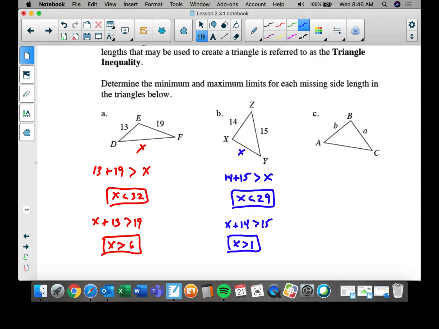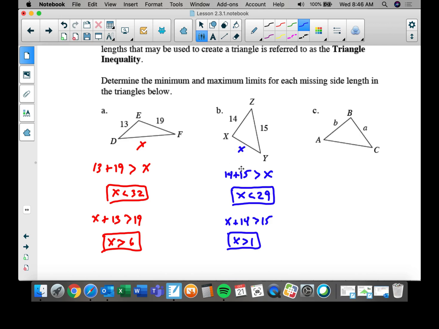Keep in mind, by the way, bigger than 1 does not mean 2. It could be 1.1. That is bigger than 1. Okay? It could be 1.01. That's also bigger than 1. So keep in mind that we're not necessarily just talking about whole numbers in this case. We are talking about decimals, fractions, all that kind of stuff as well. So there's another way we can look at the triangle inequality. I know my answers for x have to be between 1 and 29.